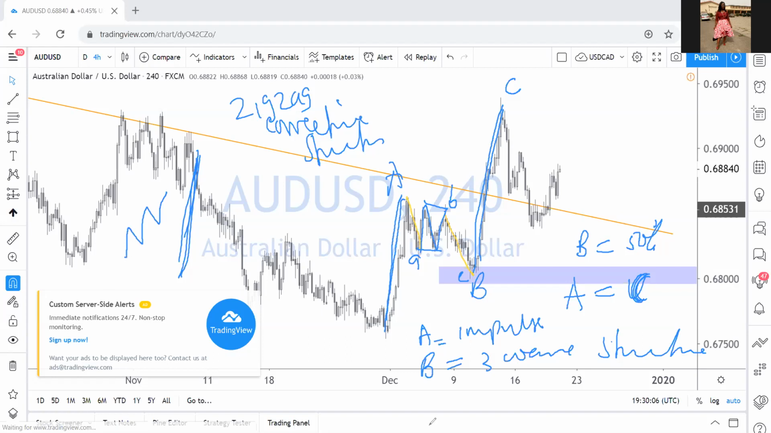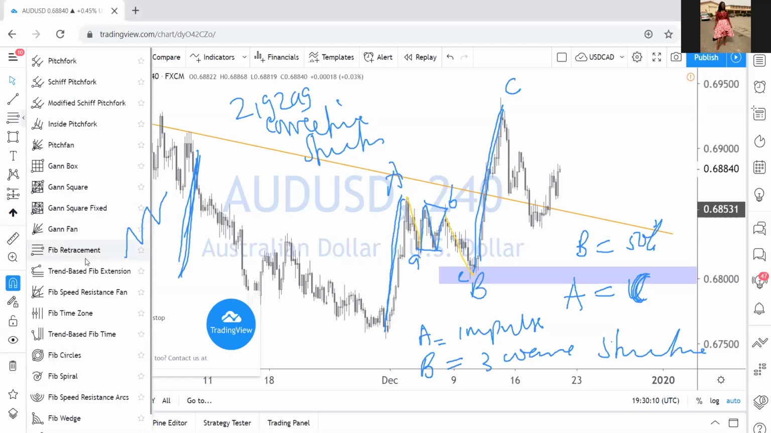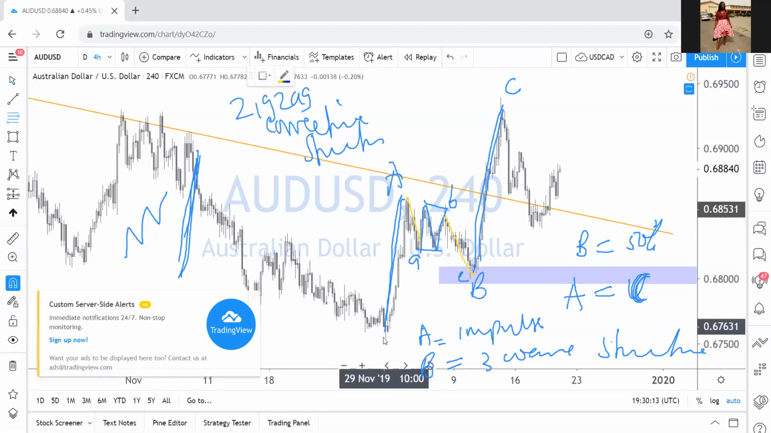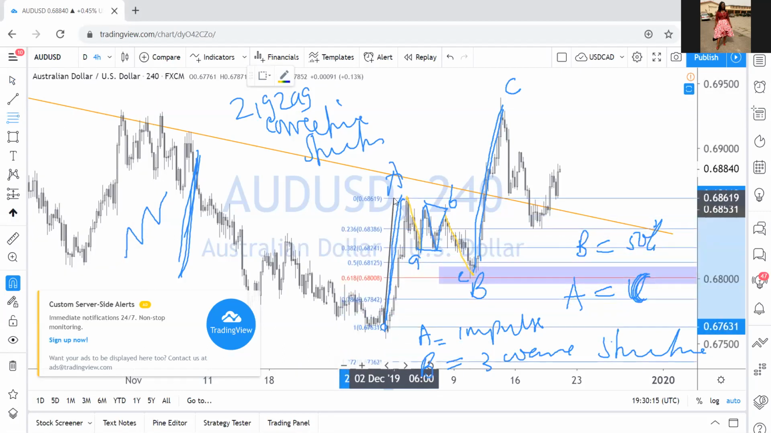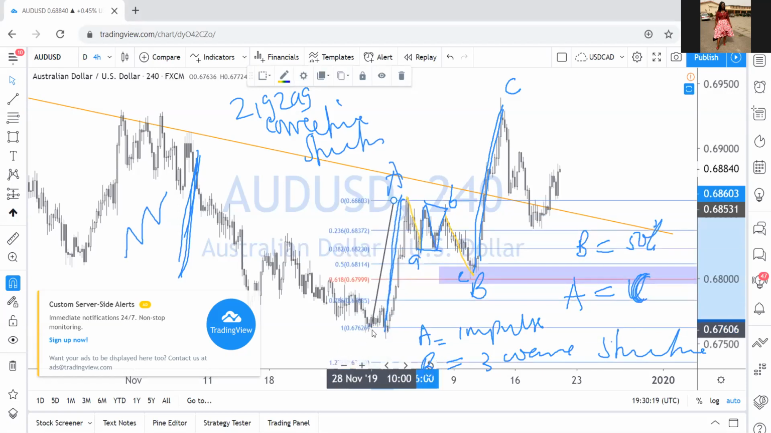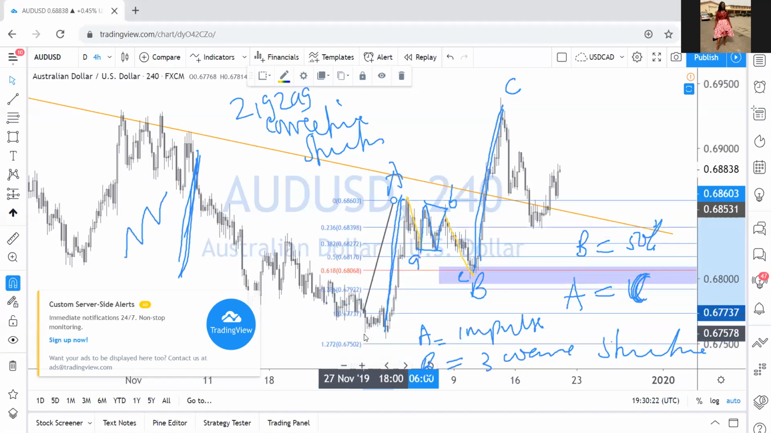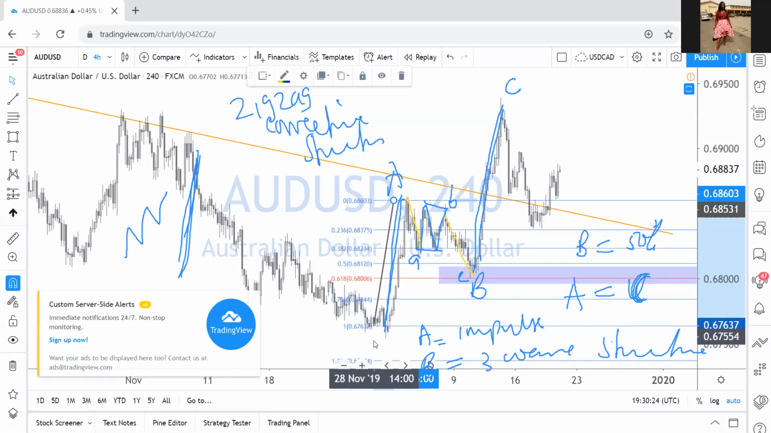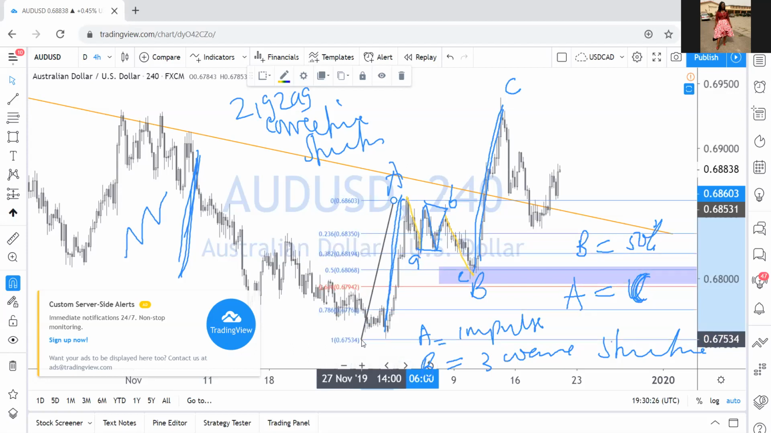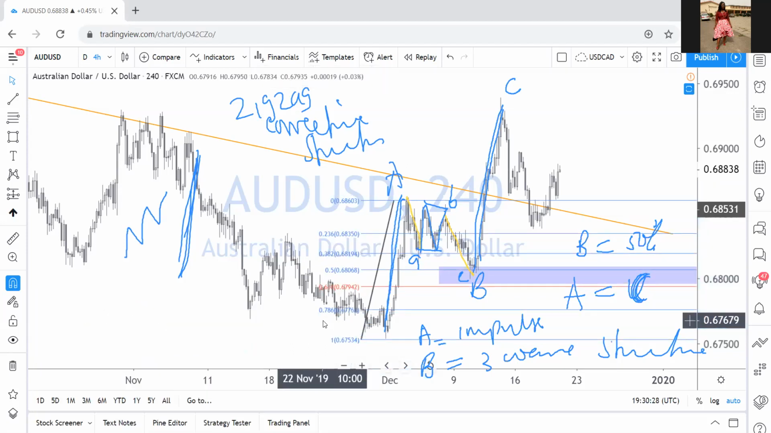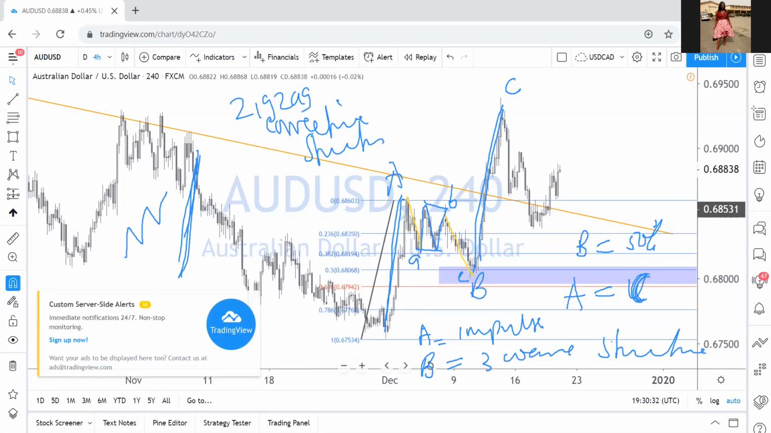Now let's go and look at it. Let's take our fib and check. Look at the fib. Let's check, guys. See from here to here. All right. Look at it here, guys. What is this level that you have seen here? Is that not the 50% retracement?